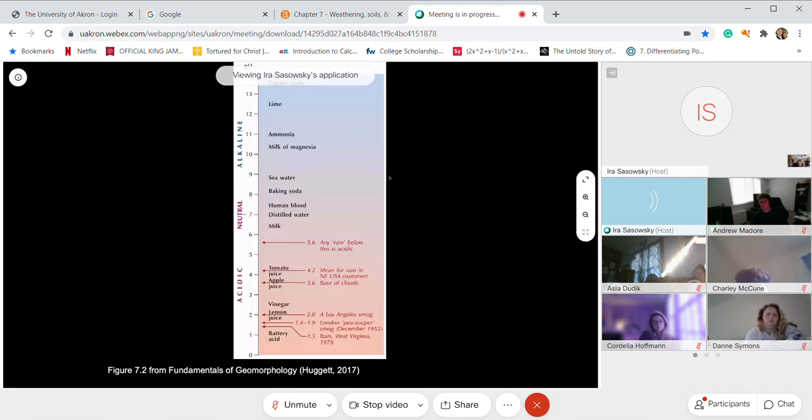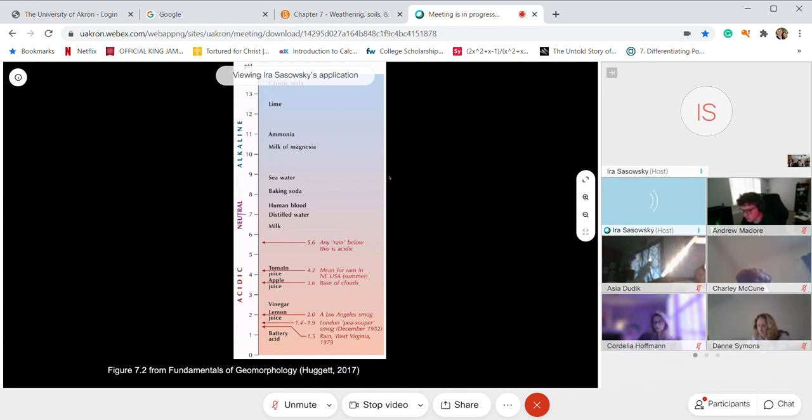pH can be a big control on how chemical weathering proceeds, and this chart from your book just gives some pH ranges of common things. Of course, alkaline pHs are those that have a value of over 7, and acidic pHs have a value lower than 7. Some common things are listed there, tomato juice, battery acid, and so forth. But what we're more interested in is natural things, like seawater, which has a pH that's alkaline and can be close to 9.